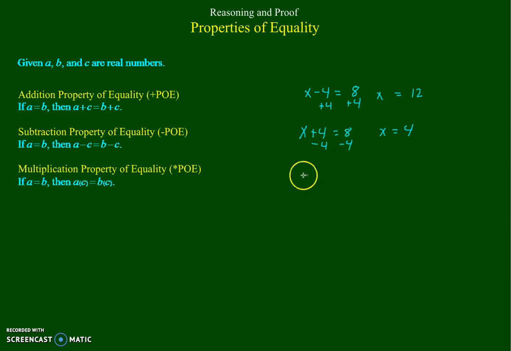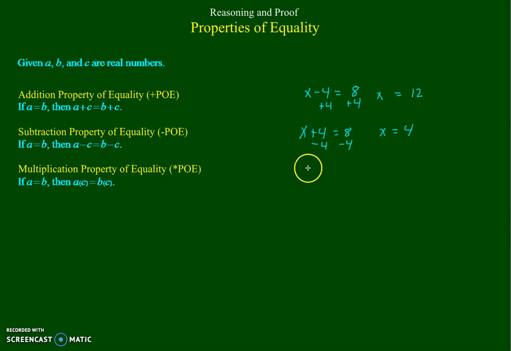You probably guessed it. This is the multiplication property of equality. And we would say times POE. I wouldn't put an X here because that could get you confused with the X's that you're using. So I would just say star. Put a star here, POE, property of equality. So if A equals B, then A times C equals B times C.